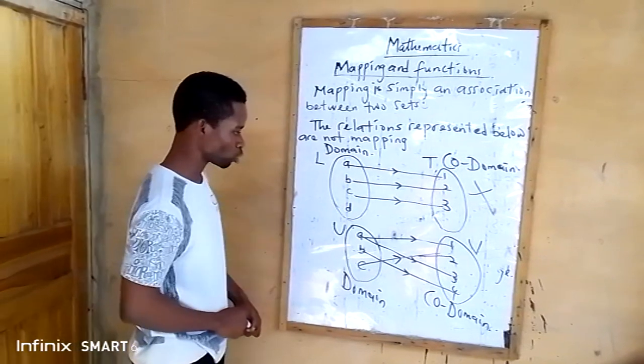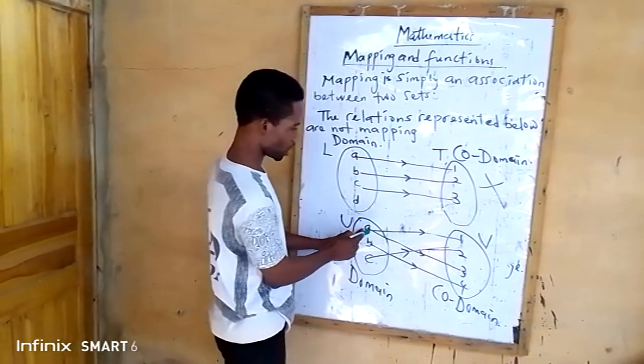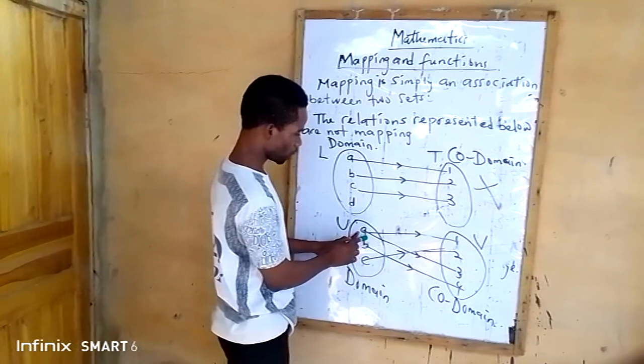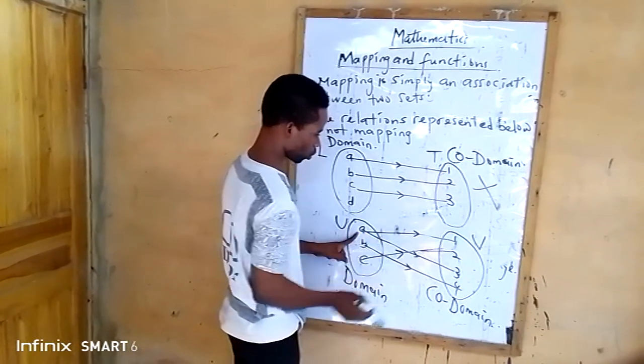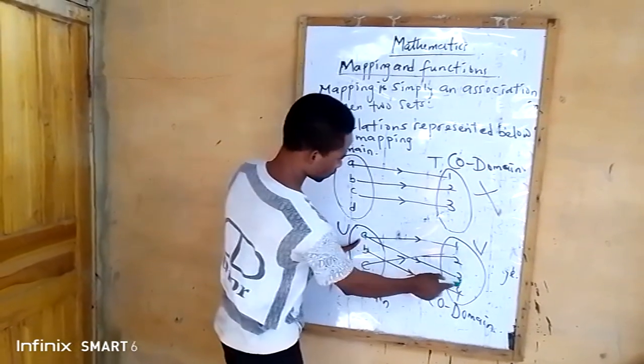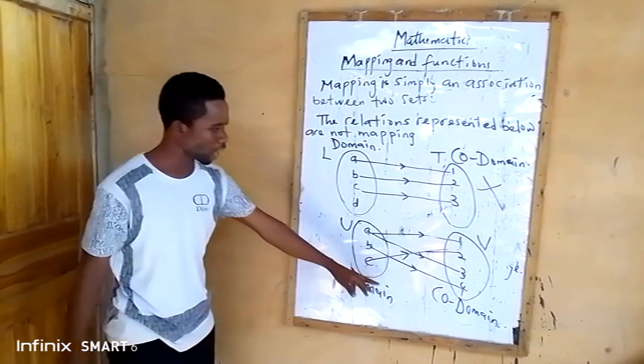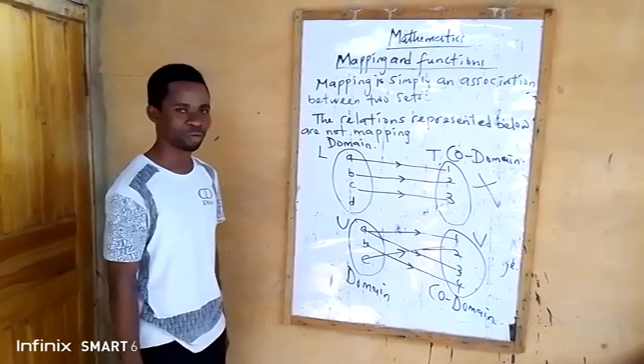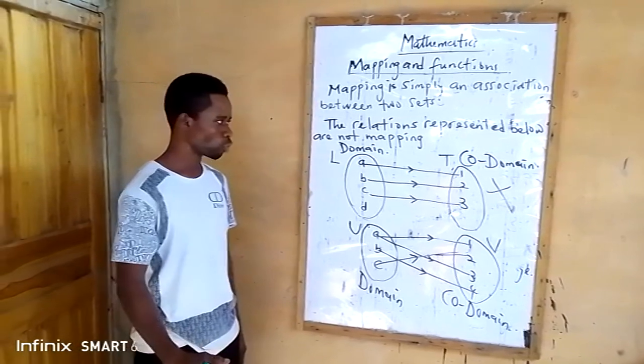To pair with two elements in codomain. Look at this A. Look at this A. A only is paired with 1 in codomain. It's also paired with 3 in codomain. So this kind of diagram is no more a mapping and function. I hope you all understand.